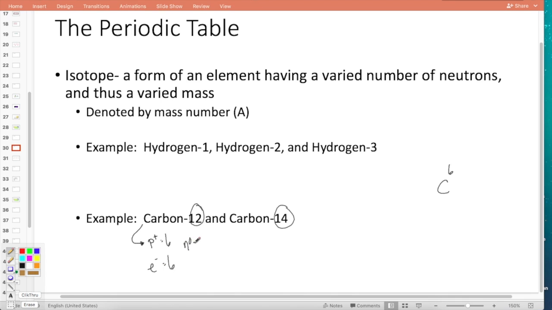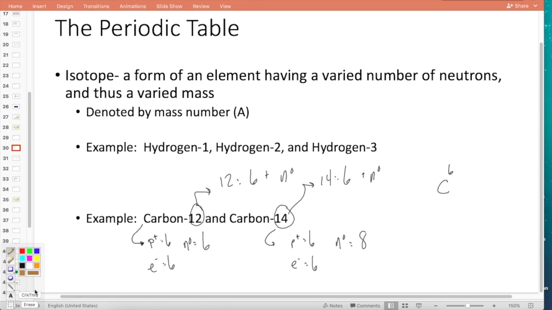Can you figure out very quickly the number of neutrons? It is also 6, because this number 12 has to equal the number of protons plus the number of neutrons. The number of neutrons has got to be 6. Here for carbon-14, the protons still 6, electrons still 6. How about the neutrons? The mass number is 14. That's the number of protons plus the number of neutrons. So that has got to be an 8.